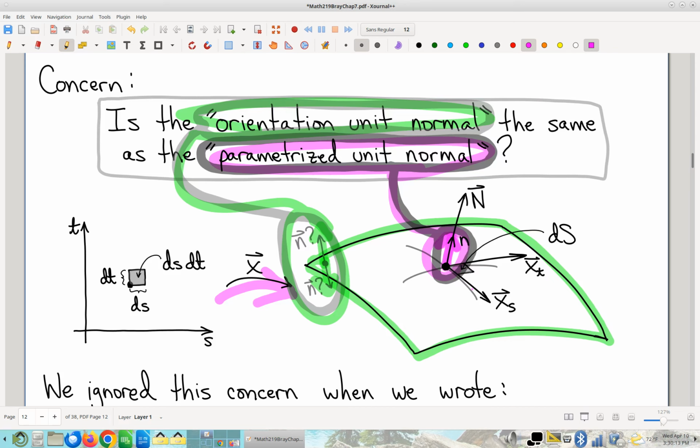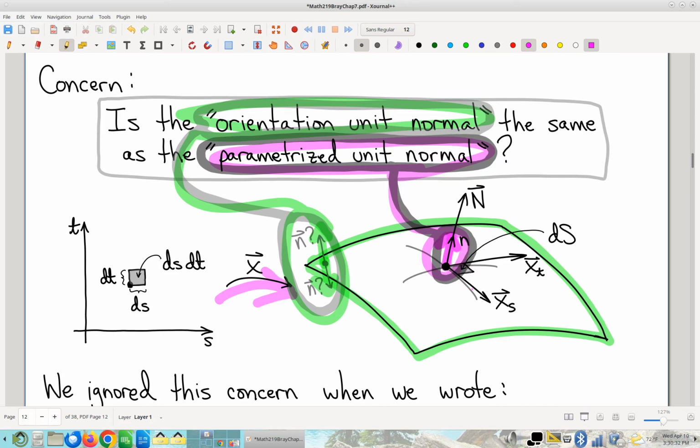The orientation unit normal comes from the statement of the question, or whatever it is that's intrinsic to the surface that's been given to you. That's not up to you, right? Whoever has asked you the question gets to decide which way that goes. Okay, so these two vectors may or may not be the same.